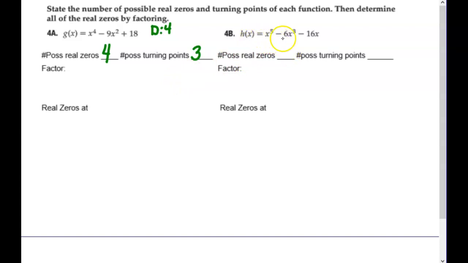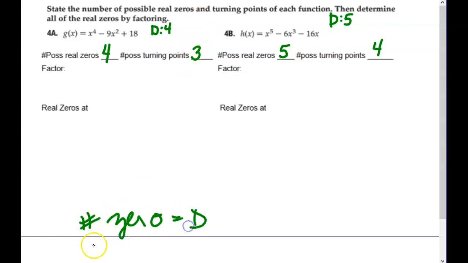What is the degree of this one? This is degree 5, so the number of possible real zeros is 5, and the number of possible turning points is, everybody get that? So zeros equals degree, and turning points equals degree minus 1. Okay.